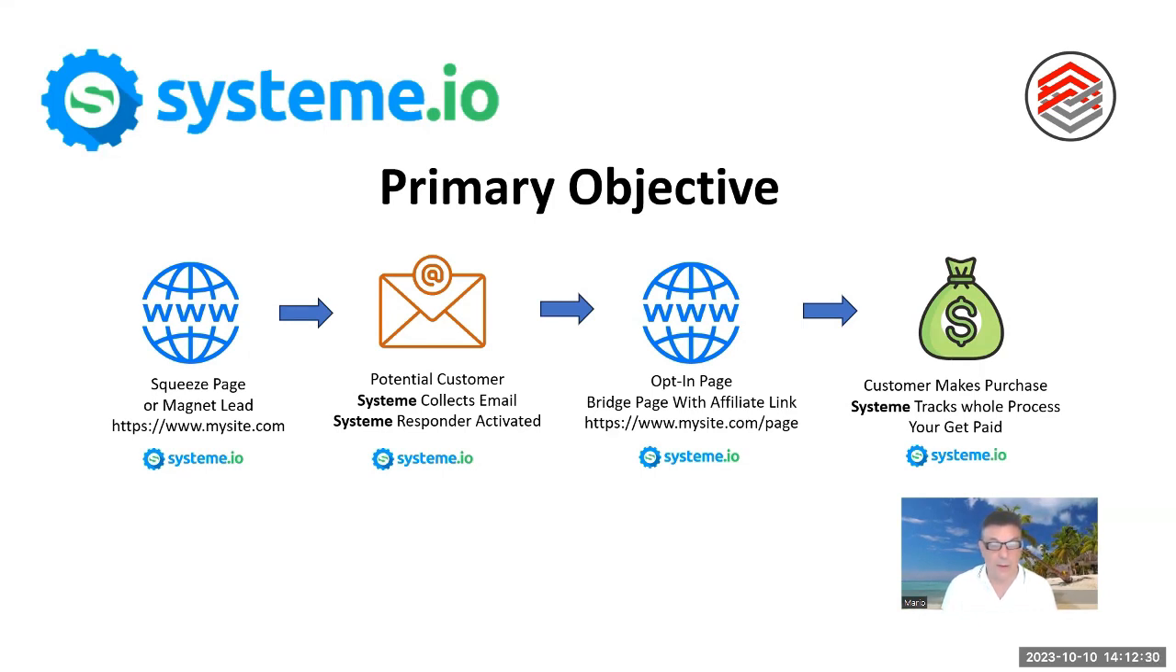So he puts his email in, the system responder collects that email, and then that takes him to what I would call an opt-in page or a bridge page, which has the affiliate link. And this page will describe a little bit more about the affiliate product. On clicking the button on this page, he's then taken with the affiliate link to the actual product to make the purchase. And that's when we get paid. And Systeme basically tracks this whole process. It gives us the ability to collect emails and look at the dashboard when we get paid.